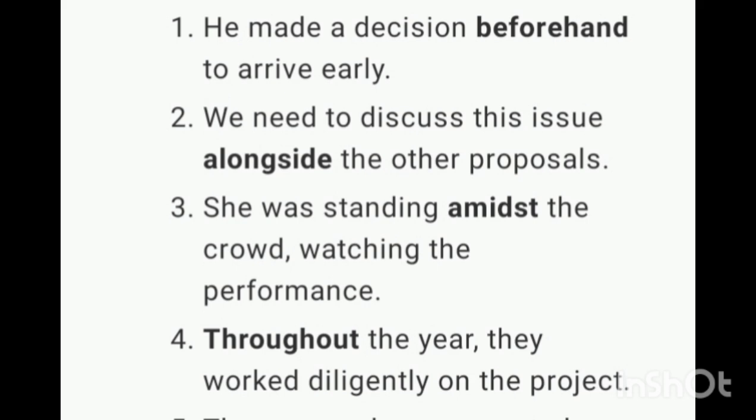Let us observe a few more examples of compound prepositions which are used in sentences. Number 1, he made a decision beforehand to arrive early. Number 2, we need to discuss the issue alongside the other proposers. Number 3, she was standing amidst the crowd watching the performance. Number 4, throughout the year, they work diligently on the project. Here, beforehand, alongside, amidst, and throughout are compound prepositions.